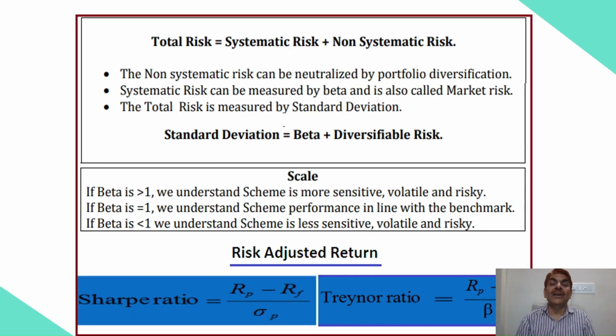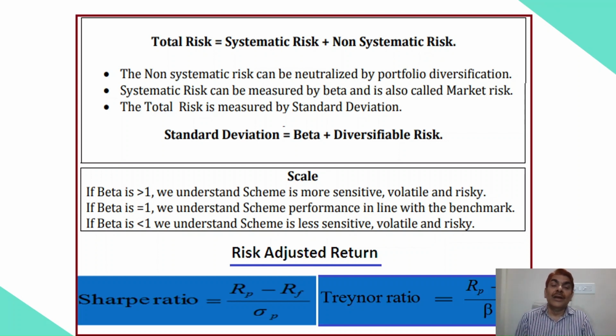And in just one slide, you can see whatever I said is written over here. I'm summarizing it simply. Total risk is equal to systematic risk plus non-systematic risk. The non-systematic risk can be neutralized by portfolio diversification. Remember that first sentence we said. And systematic risk can be measured by beta. It cannot be denied. It has to be taken care of in the portfolio. It is also called market risk. Investment in mutual fund is subject to market risk. The total risk is measured by something called standard deviation. So in other words, you can say standard deviation is nothing but beta plus diversifiable risk.